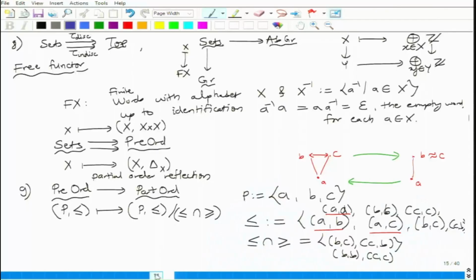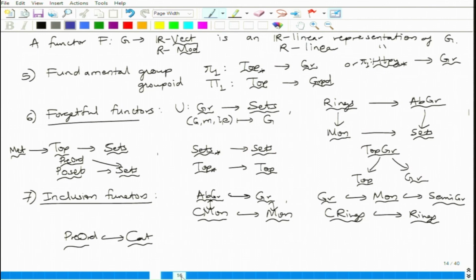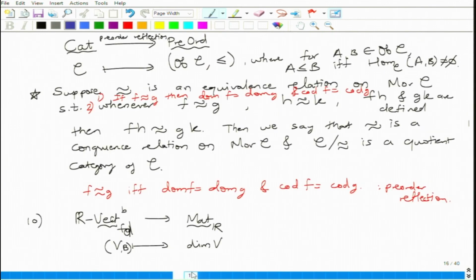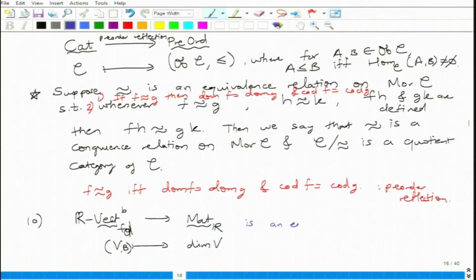For example, if you remember, there was an example where we were talking about matrices. Yes, this one, number 10. Look at this: finite dimensional real vector spaces with a fixed choice of basis. We are sending it to the category of matrices. What are the objects here? Natural numbers, and the morphisms are matrices. Now this is actually an equivalence of categories.